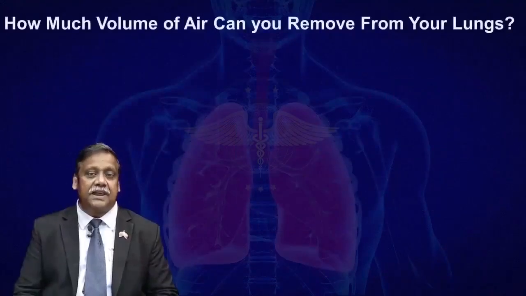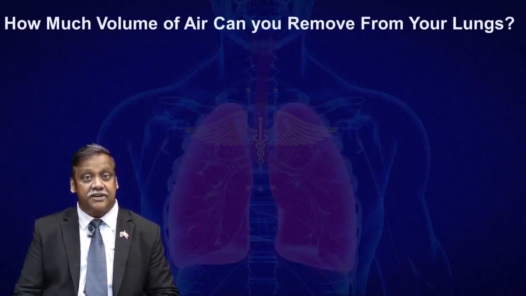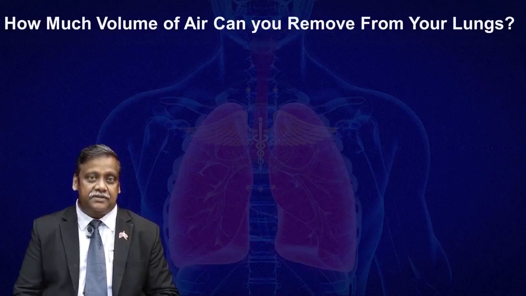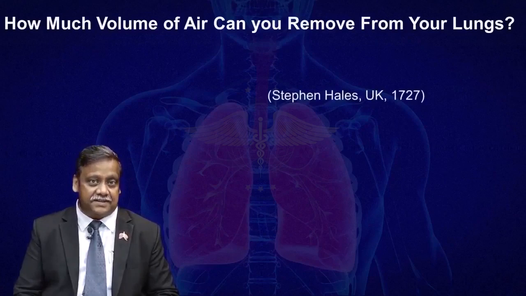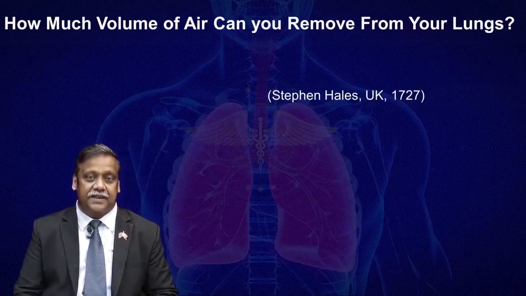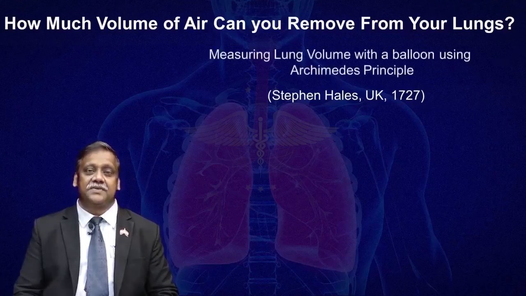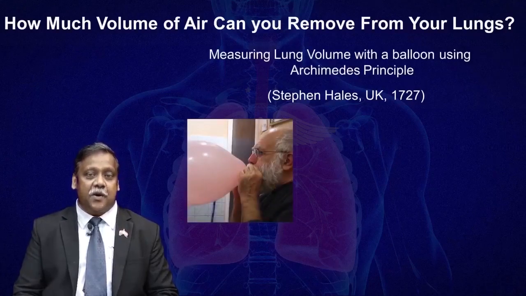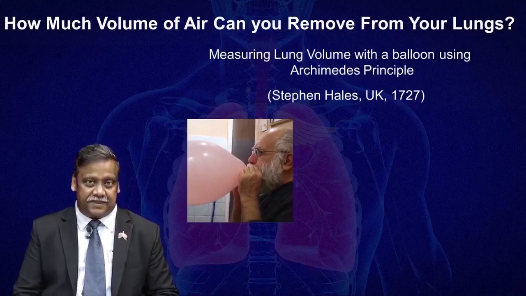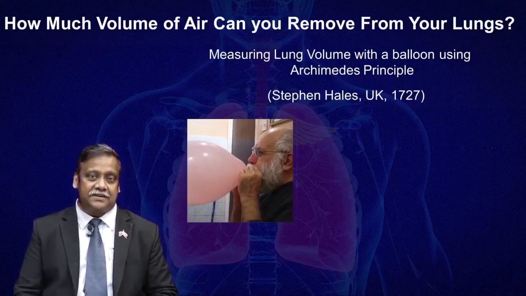For many years, people have been trying to measure the volume of air coming out from the lungs after taking a deep inhalation, but they were not very successful until about 1727, when Stephen Hales from the United Kingdom used a very simple logic. After taking a deep inhalation and filling the lungs with a lot of air, he asked the patient to blow into the balloon all the air that was present in the lungs. So after he captured all the air present in the lungs, he measured that volume by using the Archimedes principle.